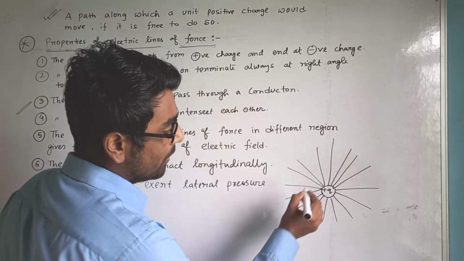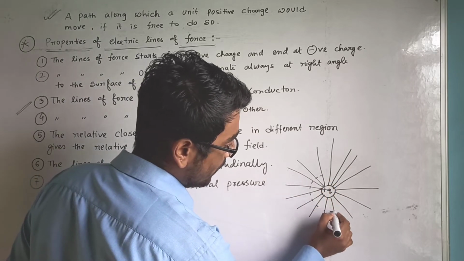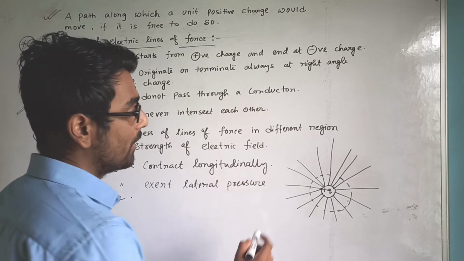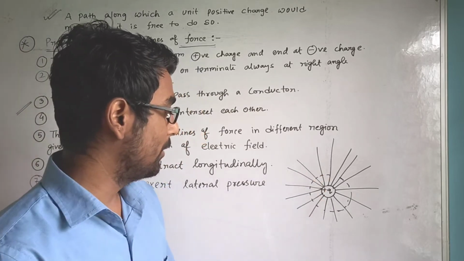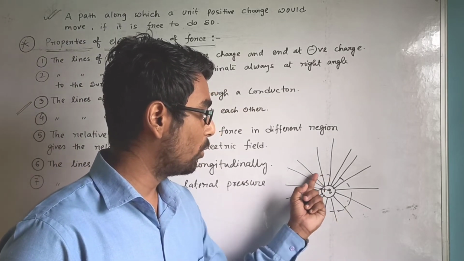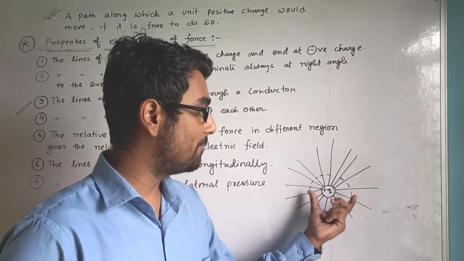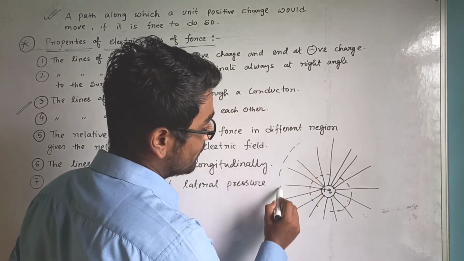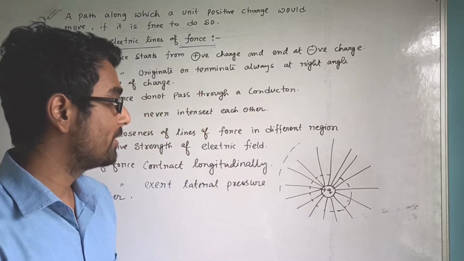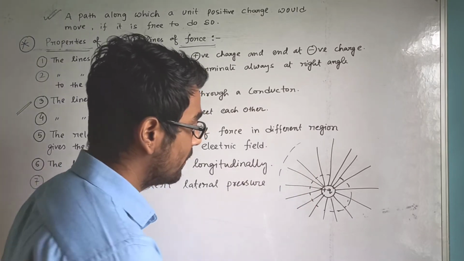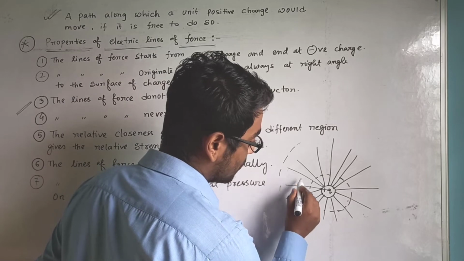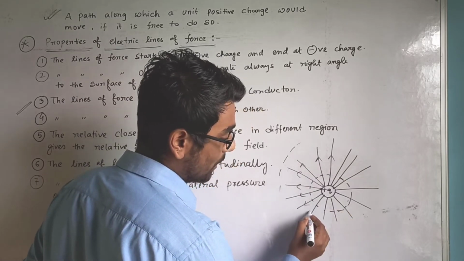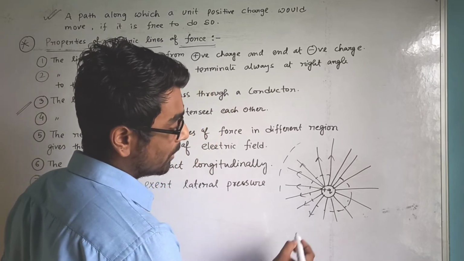See, here if we draw an imaginary spherical boundary, you can see the relative closeness in this sphere is very much higher than at a very far distance. It means the strength of electric field, the direction of electric field will emit from positive charge, all the direction will be toward outward direction.